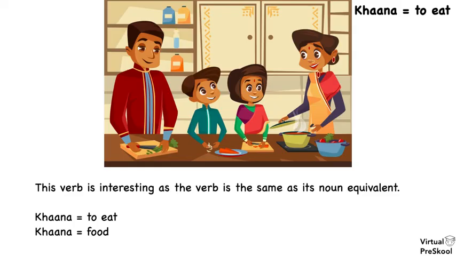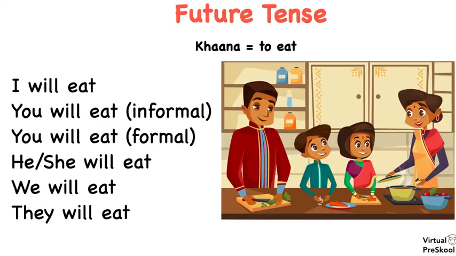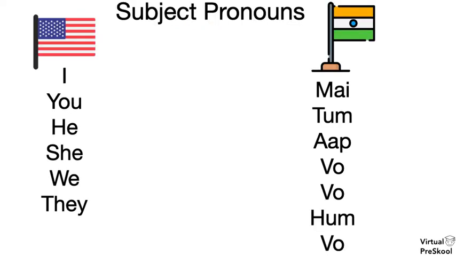So we are going to do the verb to eat. As you know, the unconjugated verb to eat is khana. This is how we're going to conjugate this verb: I will eat, you will eat informal, you will eat formal, he will eat, she will eat, we will eat, and they will eat. These are the subject pronouns we're going to be using: main, tum, aap, wo, hum, and wo.